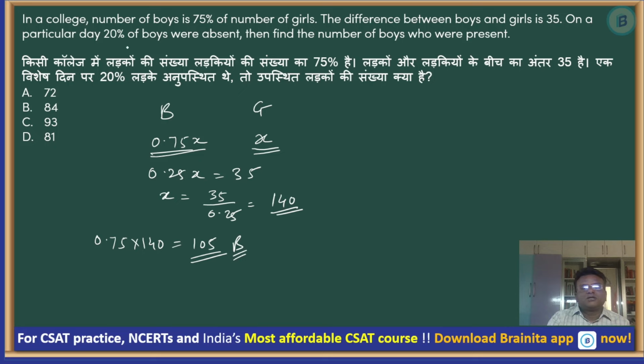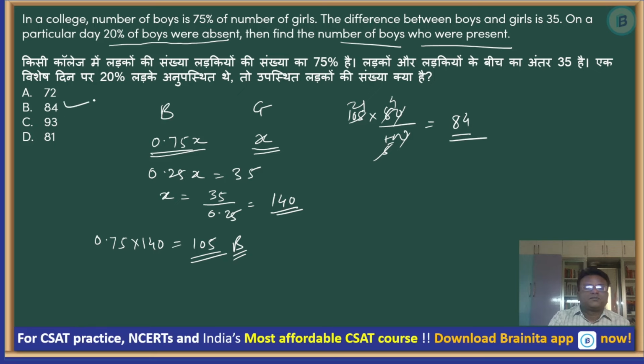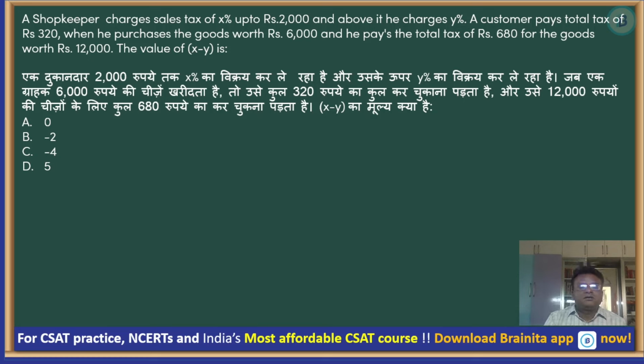Now it says that on a particular day 20% of boys were absent, then find the number of boys who were present. So 80% of boys were present, so I have to just find 80% of 105. That gives me 84, that's option number B. Okay, the simple question. Let us move to the next one.